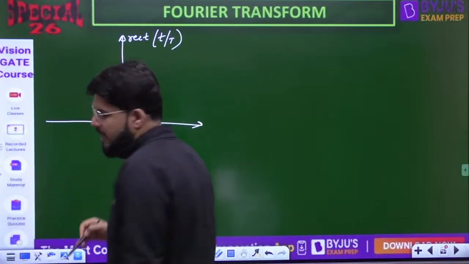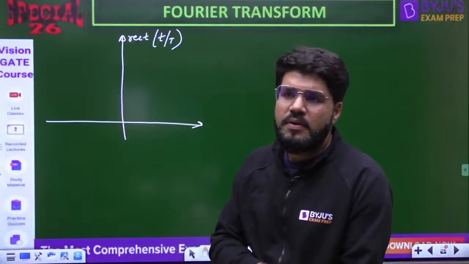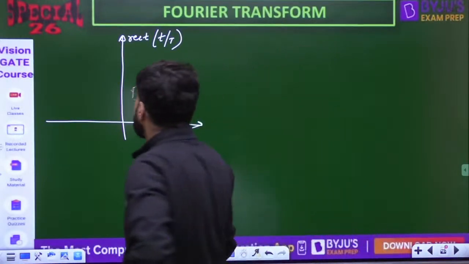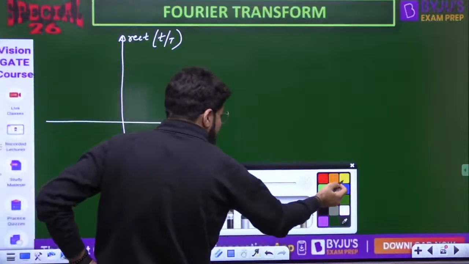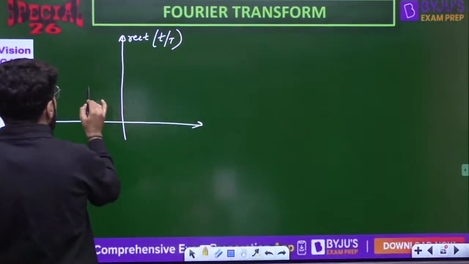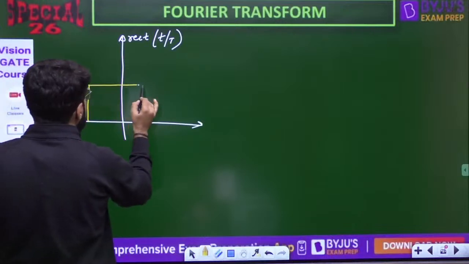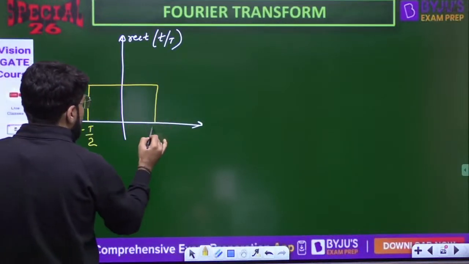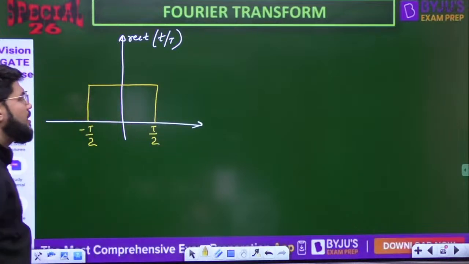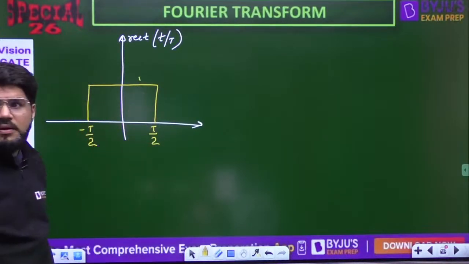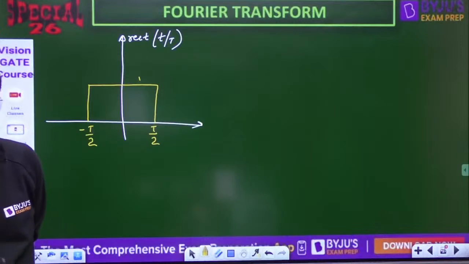When I write rect t by t, it's a rectangle having the total width of t, and we draw it as a symmetric rectangle, centered at the origin. So it will be located from the minus t by 2 to the plus t by 2 point. Total width will be equal to t. Amplitude 1.